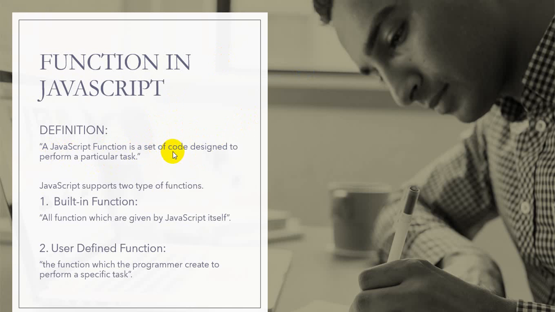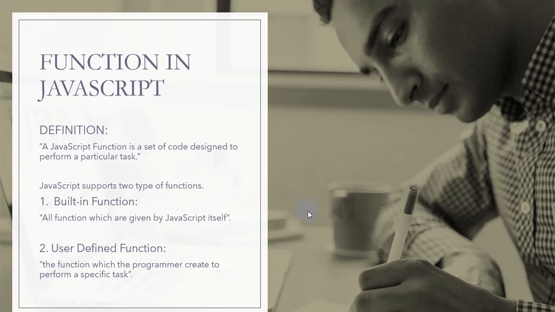A JavaScript function is a set of code designed to perform a particular task. It means the function code, a line of code, is designed only to perform a particular task. The task can be anything, and on the basis of your task you can design your function. But some functions are fixed, which are given by JavaScript. Those functions are specified with their work, and they come in built-in functions. That is a built-in function given by JavaScript itself. And a user-defined function means the user of that particular language can create any function on the basis of their own requirement.